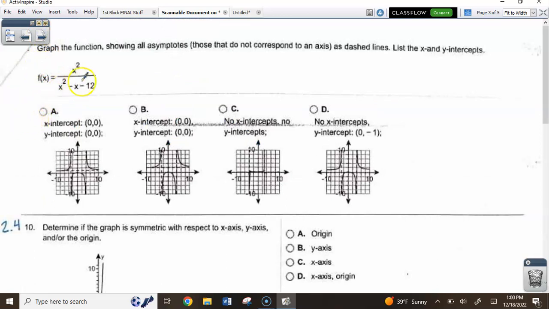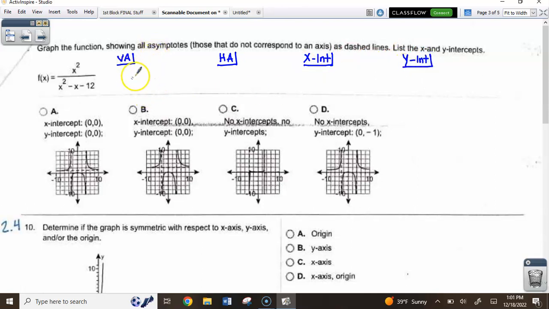Number 9 is saying graph the function by showing all the asymptotes. This was one that we were studying from, I think, section 4.5. So you've got to go through here and find your vertical asymptote, your horizontal asymptote, and if you look at your answer choices, there's no oblique asymptote. And then we need to know what our x-intercepts are and our y-intercept.